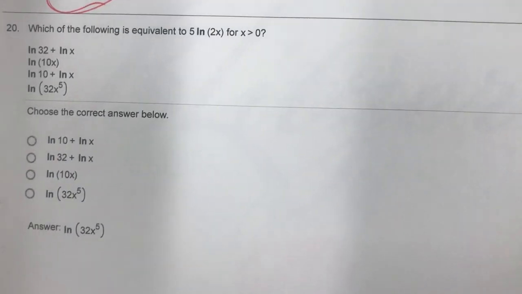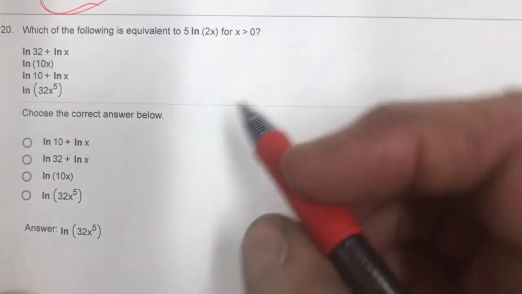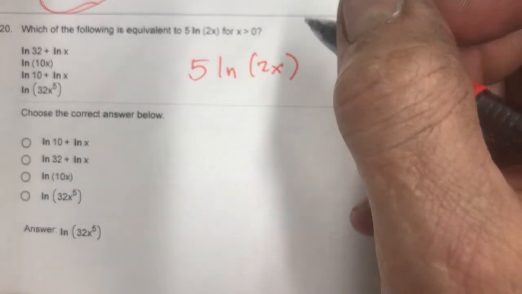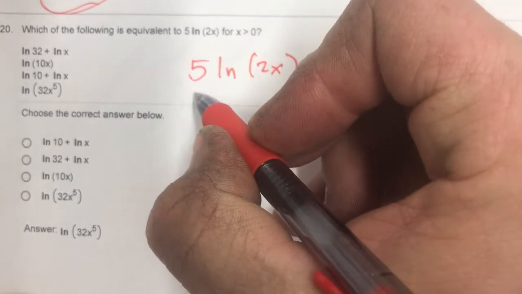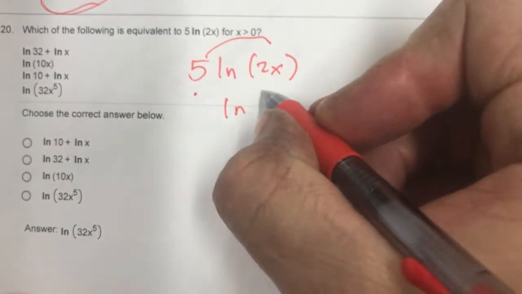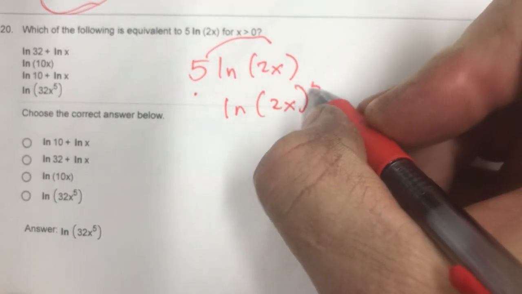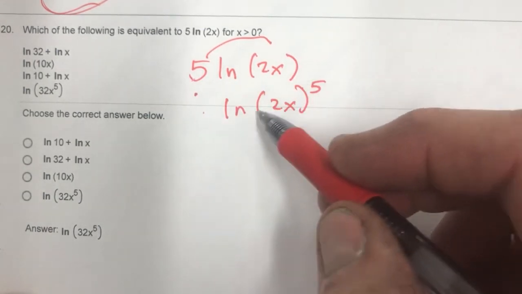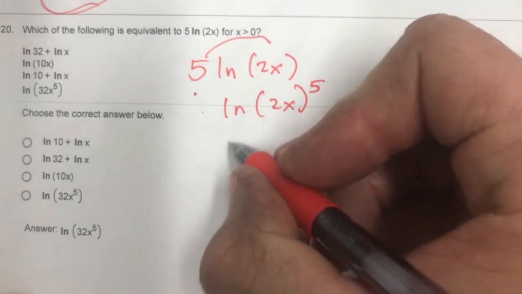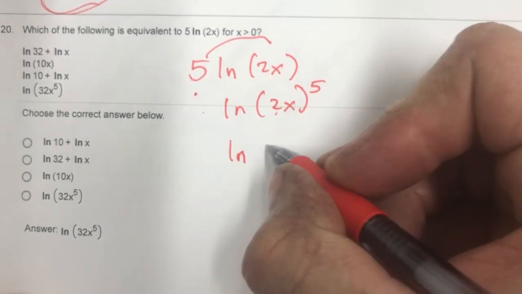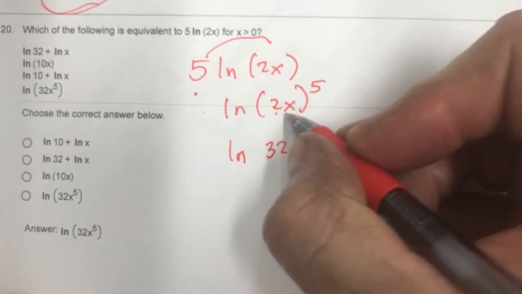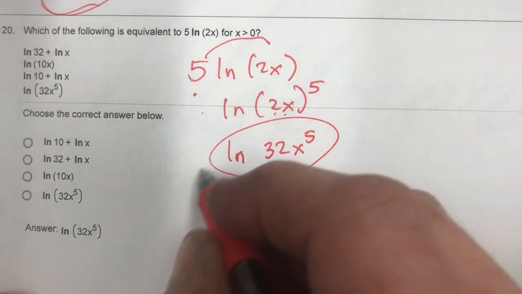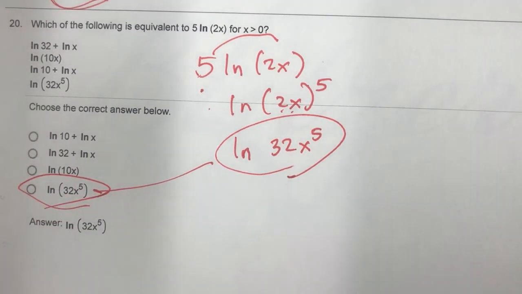Okay, and number 20, which of the following is equivalent to 5 ln 2x? All right, since there's a 5 out in front, I can put that back as an exponent. Since I have a multiplier up front, I can put it as an exponent of the argument. Which means I would have 2 to the 5th power is 32, and then x to the 5th power would be x^5. And do I see that over here? Yep, right here, this one.